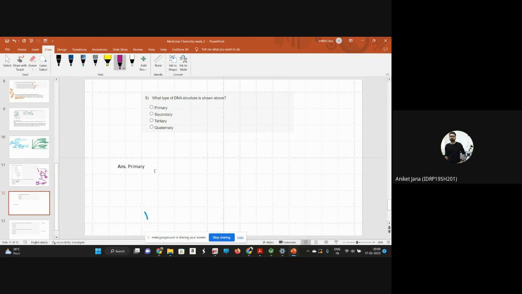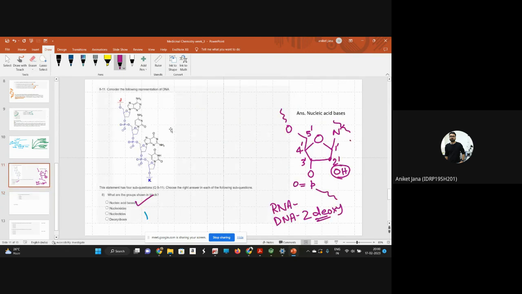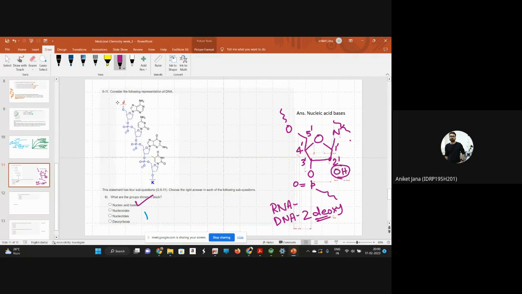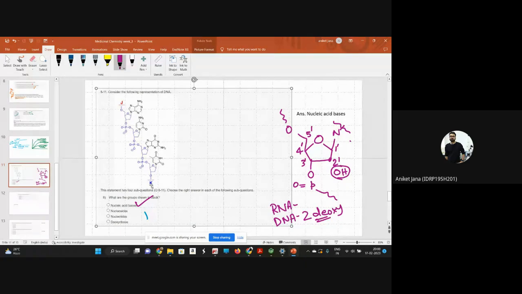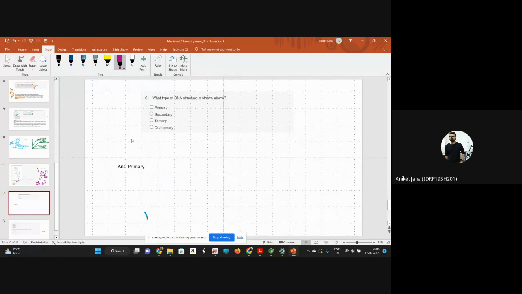Yes. In our question, only one chain is given. There is no double helix. For a secondary structure, two helices must be present. So this one is the primary structure of DNA.